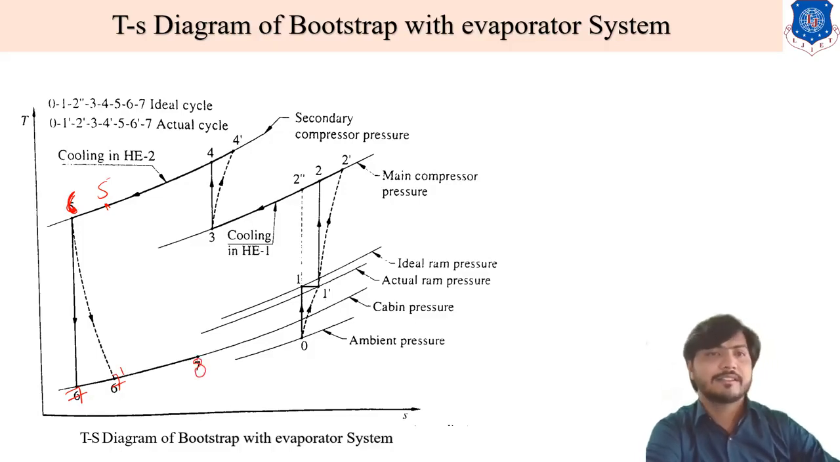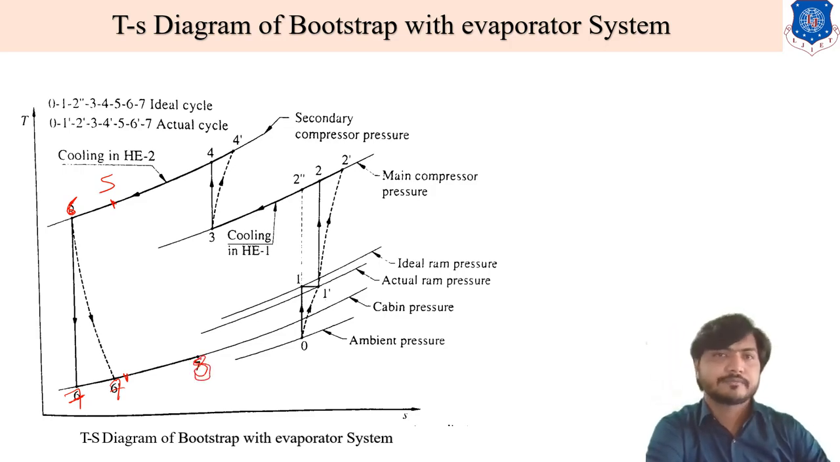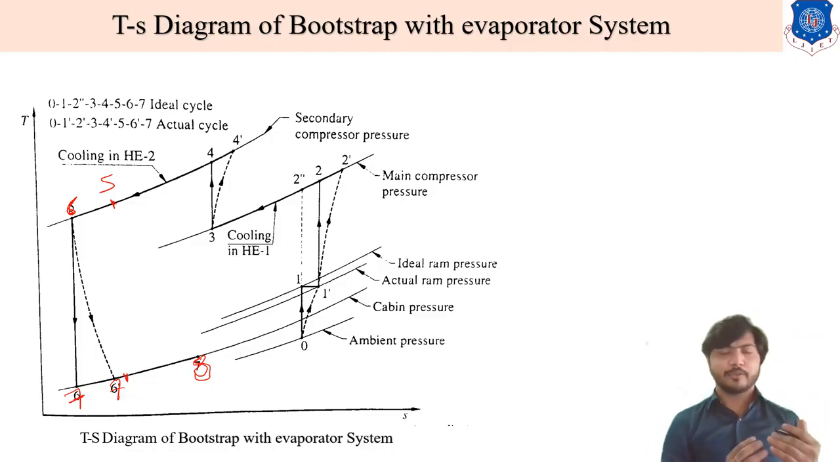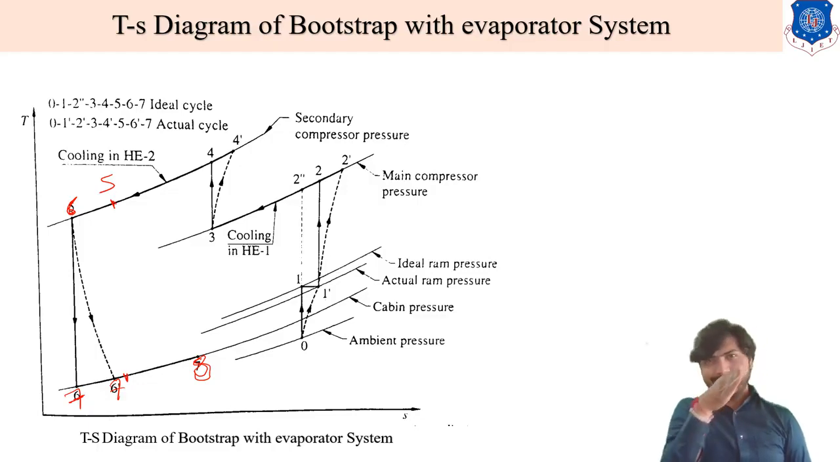Again, I repeat, this is 4 to 5 and 5 to 6. This is our 6 point, this is our 7 point, and this is our 7' due to irreversibility. This is our 8 point. So 6 to 7 is an isentropic expansion process, irreversibly. That means pressure decreases, temperature decreases, but it deviates. Why does it deviate? Due to irreversibility. It is 6 to 7'.